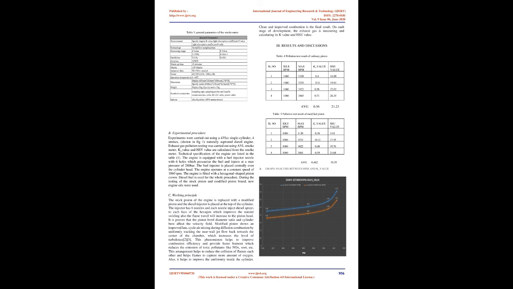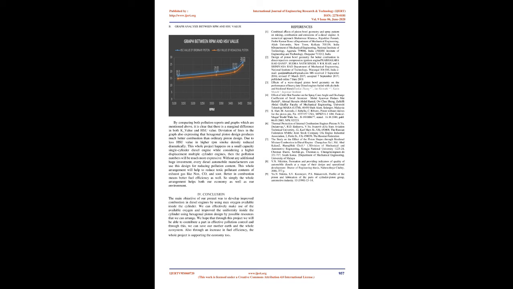soot, etc. This arrangement helps to reduce the collision of flames with each other and helps flames to capture more oxygen. Also, it helps to improve the uniformity inside the cylinder. Clean and improved combustion is the final result. At each stage of development, the exhaust gas is measured and its K value and HSU value calculated.